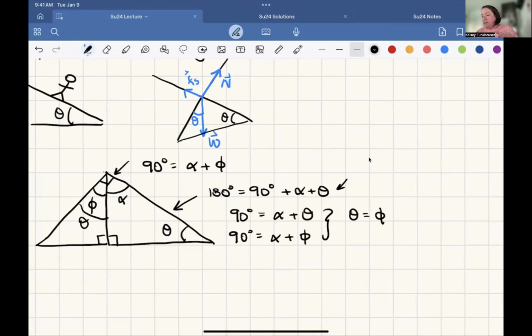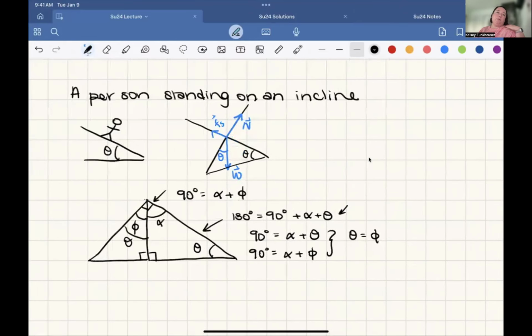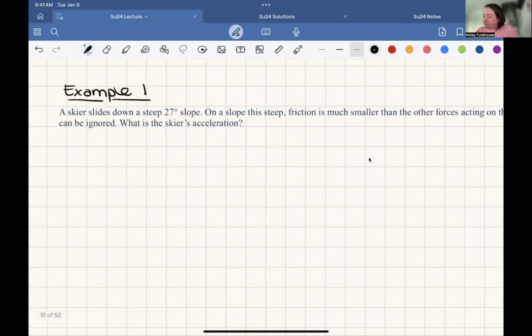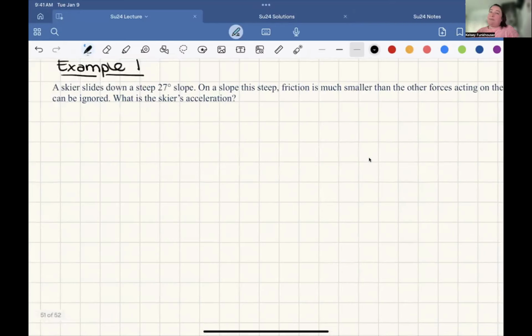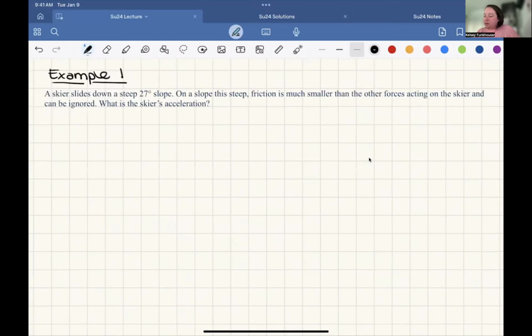So anyway, I don't expect you to be able to recreate that, but it can be helpful to see where it comes from. So now we'll move on to the example. So this time, no, there isn't friction, but we're actually going to do stuff still. A skier slides down a steep 27-degree slope. When a slope is this steep, with snow, friction is much smaller than the other forces, so we can ignore it. And we want to know what the skier's acceleration is.